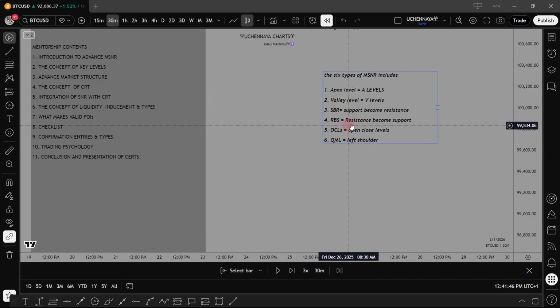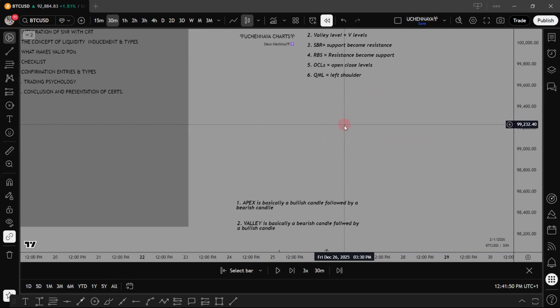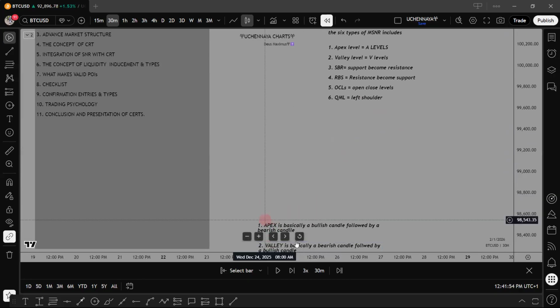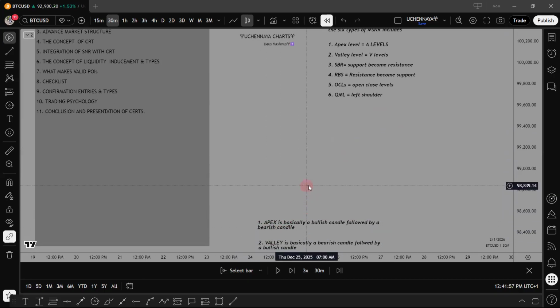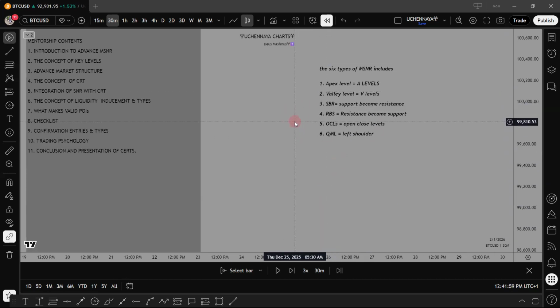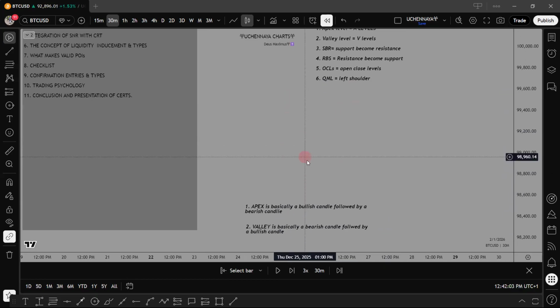Okay, SBR, support become resistance, is basically a V level that failed to hold price. Price breaks through it, and then in return price goes back to reclaim it. All right, let me show you. SBR.